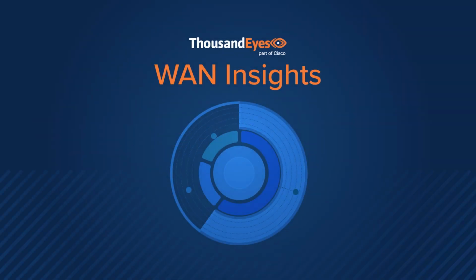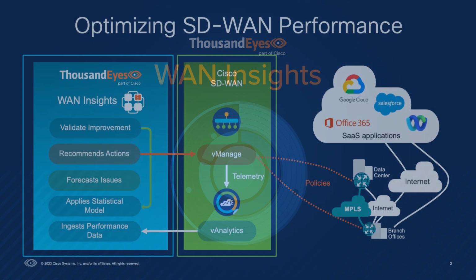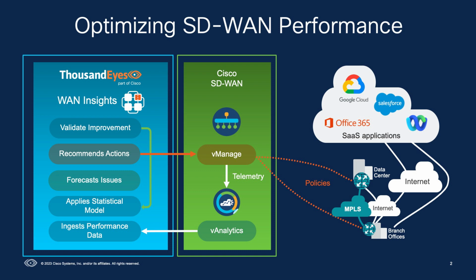ThousandEyes WAN Insights provides predictive analytics and forecasting to give you actionable recommendations that help improve the performance of your SD-WAN environment. WAN Insights can collect historical network performance data and forecast the path quality for user applications within SD-WAN networks. Based on these forecasts, it can recommend a path with a high probability of providing a better user experience. You can then apply these recommendations in vManage before the issue happens.